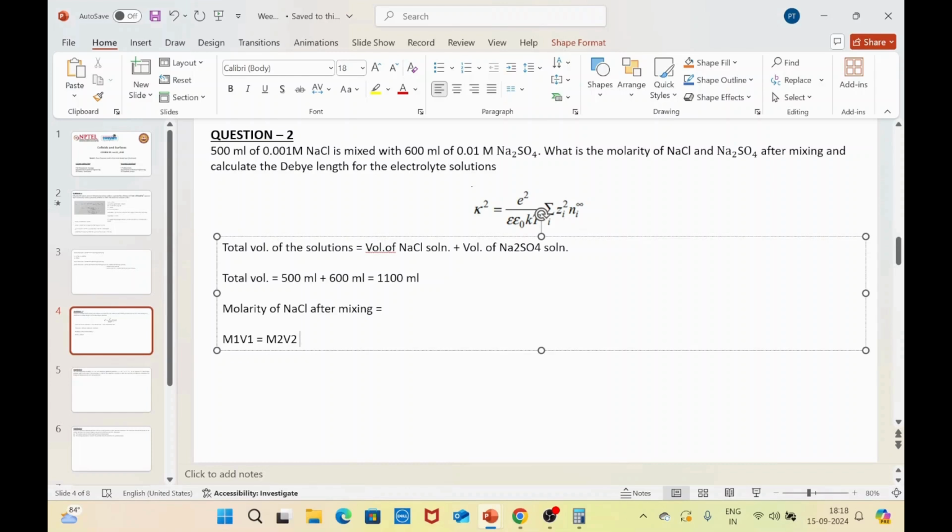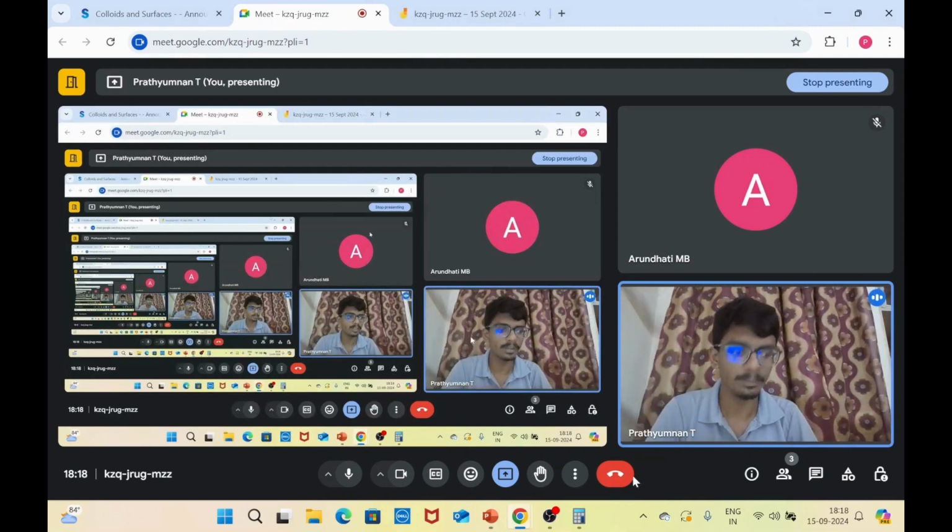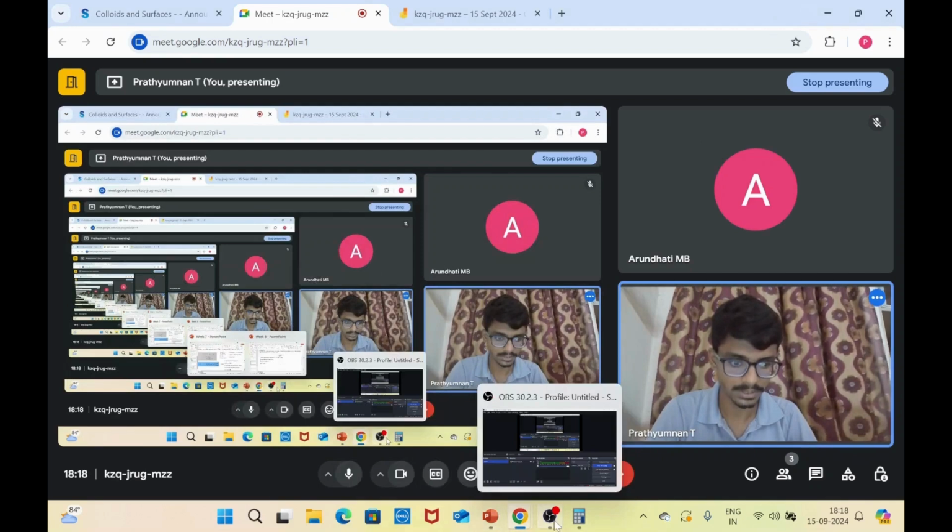I hope you are able to remember, because this is taught even at the higher secondary level. M1 V1 equal to M2 V2. That is, you are going to conserve your moles before the process and after the process. Right? I hope you are able to remember that.